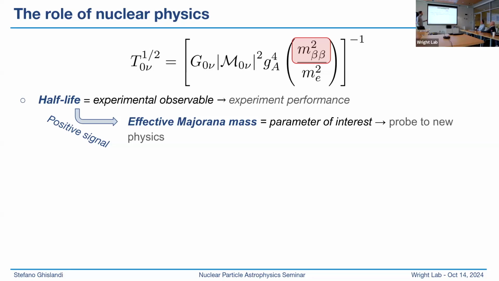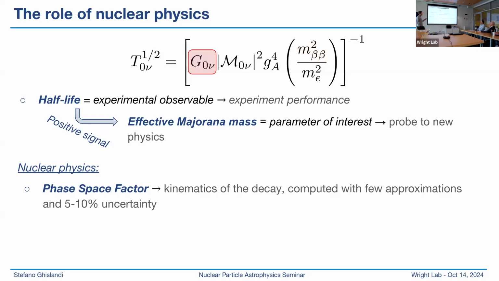So this is just an example. This can also be written in other ways, but it's important to understand that this is what we want to compute. But in order to do this, we need to know these numbers. And these numbers are related to nuclear physics. First of all, you have the phase space factor, which is mainly related to the kinematics of the decay, and as for now can be computed within, let's say, relatively low uncertainties and low approximations.